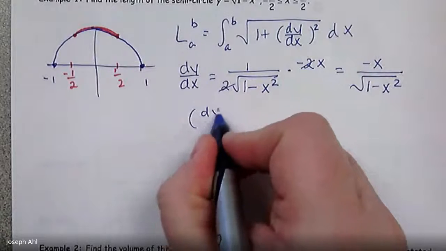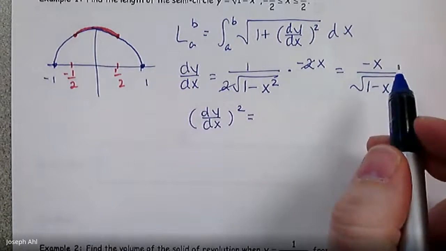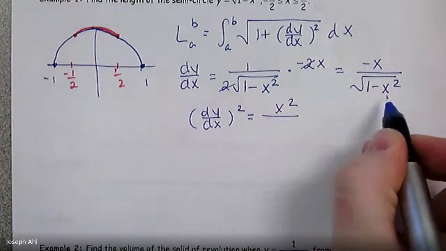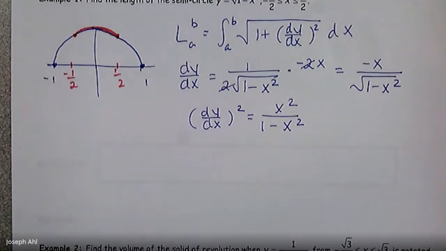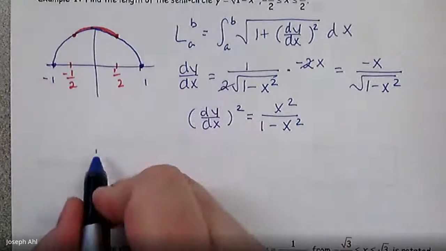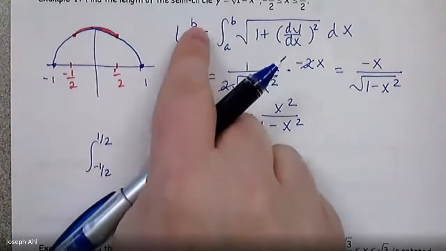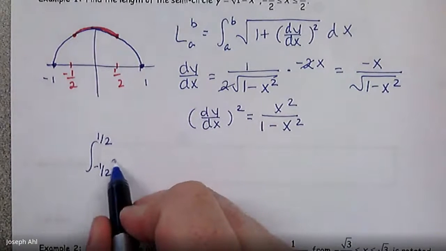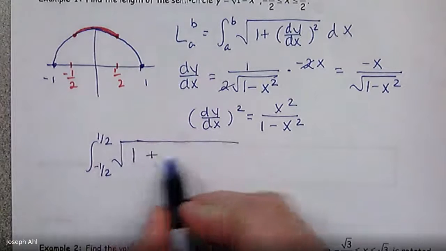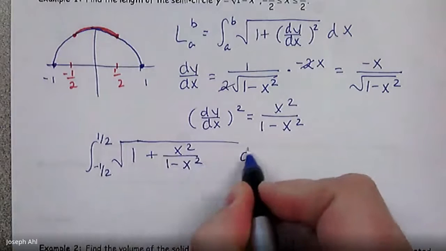So if I square dy dx, that would equal -x squared, which is going to be x squared here. And then squaring the radical in the denominator, that's just 1 minus x squared for a quantity down there. So putting all the pieces together, if I now apply the arc length formula, I'm going to go from -1/2 to +1/2, although you can probably accomplish the same thing by doubling 0 to 1/2 here. And then we're going to do the square root of 1 plus dy dx squared, so that's going to be x squared over 1 minus x squared dx.